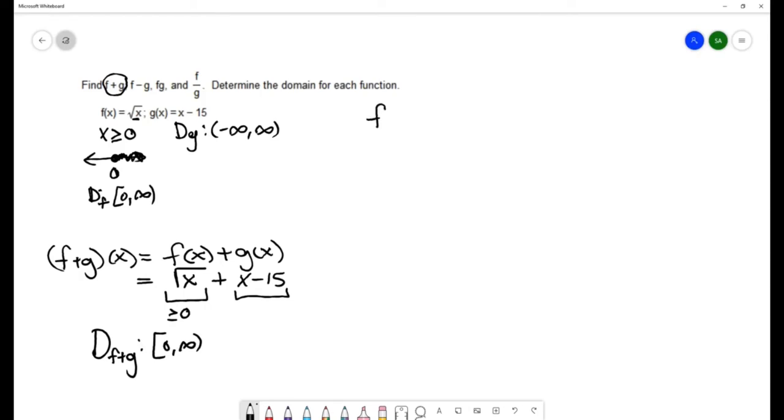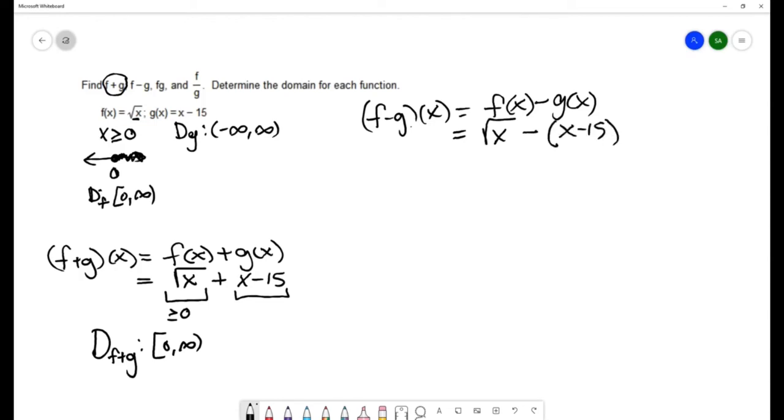Then let's find f minus g. So once again, f minus g is the name of the function, but it is also telling us how to construct it. We want to take the function f of x and subtract g of x. That's square root x minus the whole function x minus 15, so we need to make sure to distribute that minus. So that's square root x minus x plus 15.